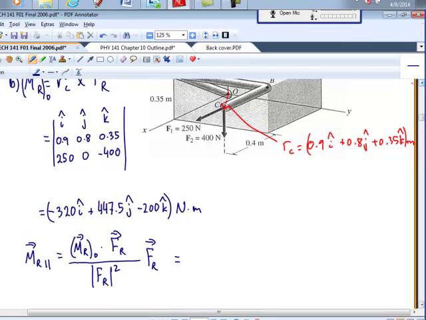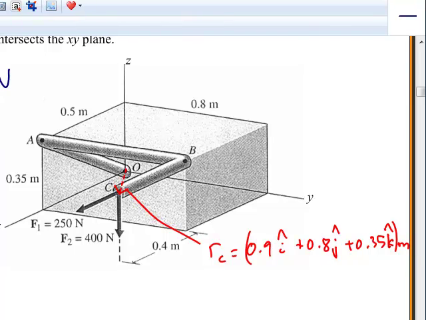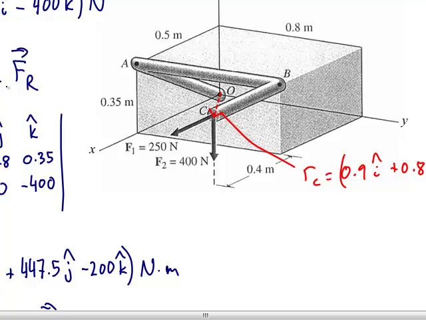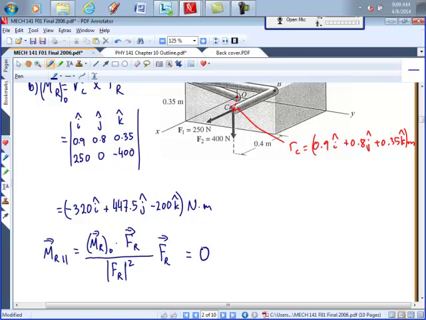So if we're looking at the dot product, I'm going to take 250 times negative 320 and then subtract 400 times negative 200. That's right. So there is no parallel component. It makes our life easier, because now the perpendicular component is just the resultant component. It's a zero vector, and that's just going to be the resultant moment.